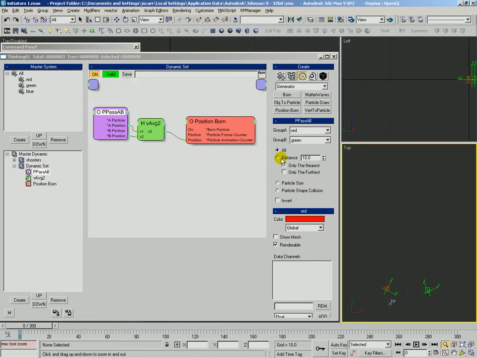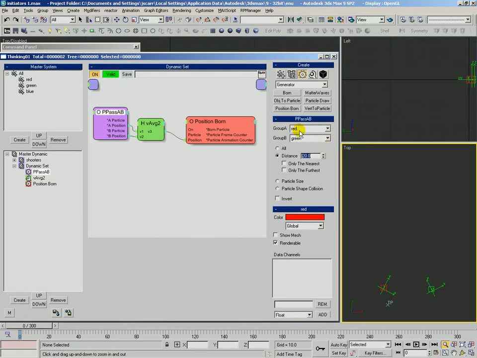Let's take a look at distance. Distance is the first method. I'm going to go ahead and set this to 20. And what this will say is, okay, when a red particle is within 20 units of a green particle, then go ahead and output that pair. But until then, don't output anything. So what we see is these two guys, they're too far away, nothing happens. As soon as they're within 20 units, must not be within 20 units. Let's go ahead and make that 30 units.